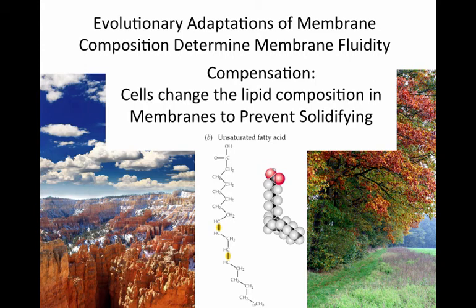in their membranes. This is the method by which winter wheat survives the winter. Okay? This is an evolutionary adaptation of membrane composition that allows cells to survive when seasons change.